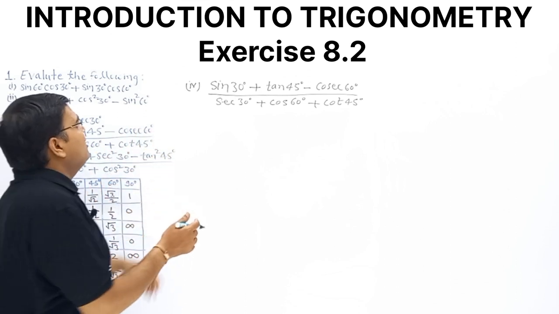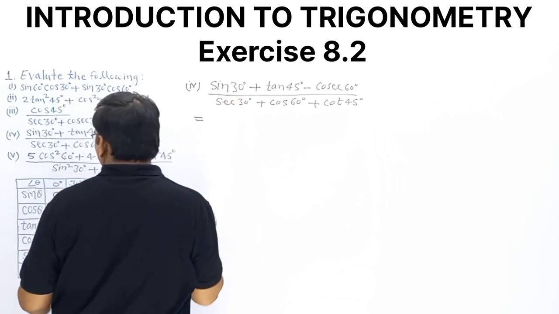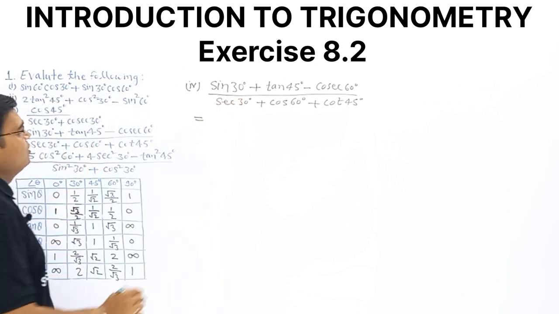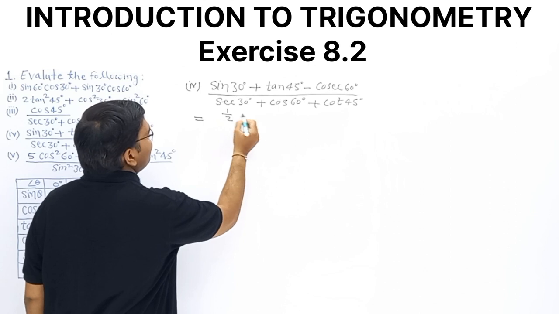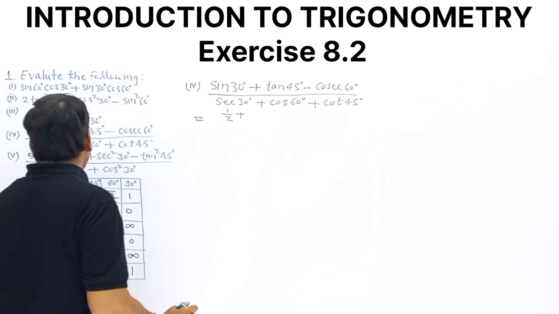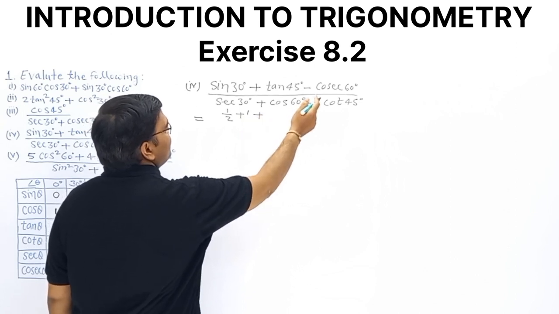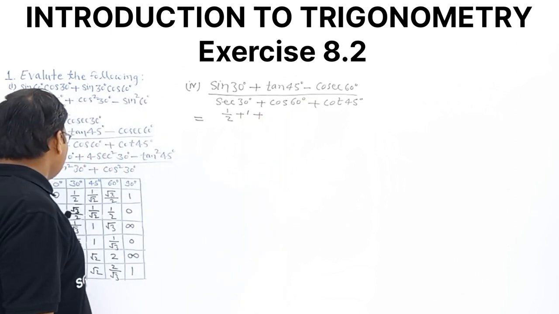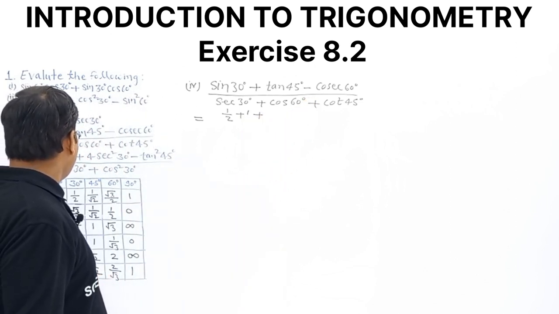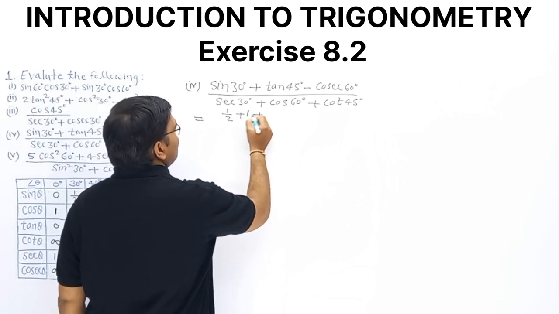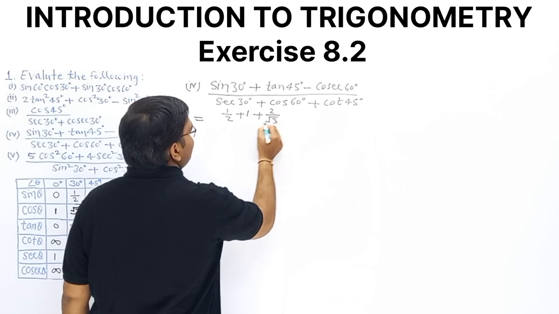Now we will put the values from the table. What is sine 30? Sine 30 is 1 by 2. Put 1 by 2. Tangent 45 is 1, plus cosec 60. Cosec 60 is what? This one: 2 upon square root of 3.